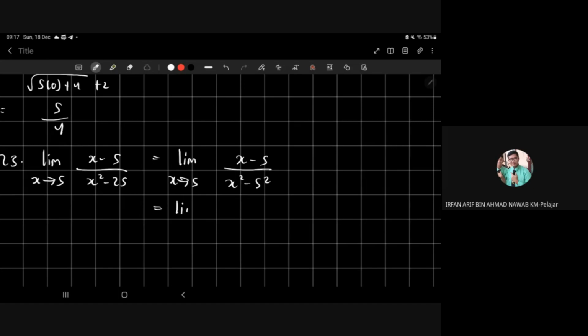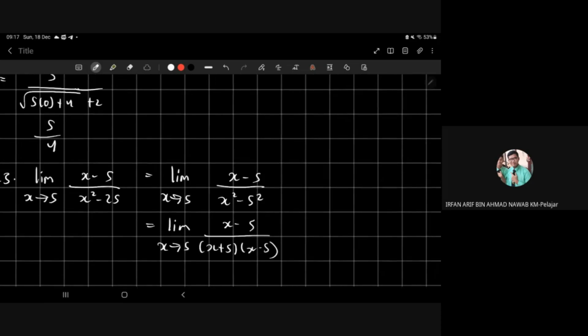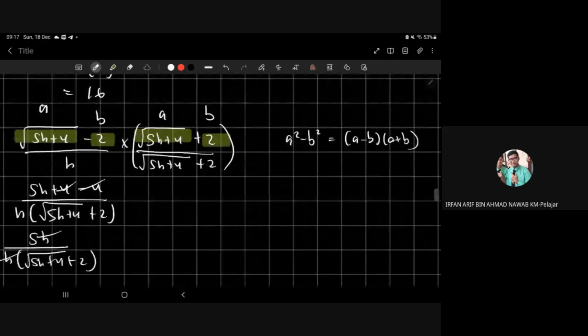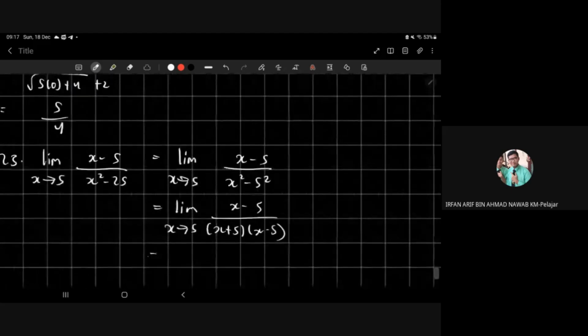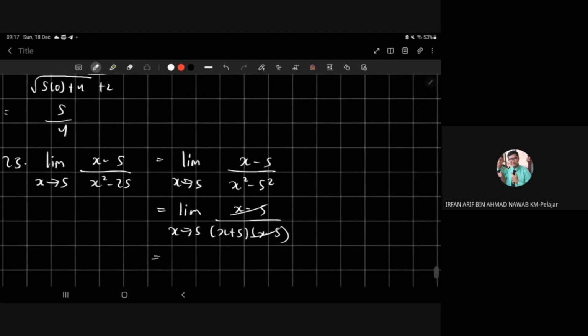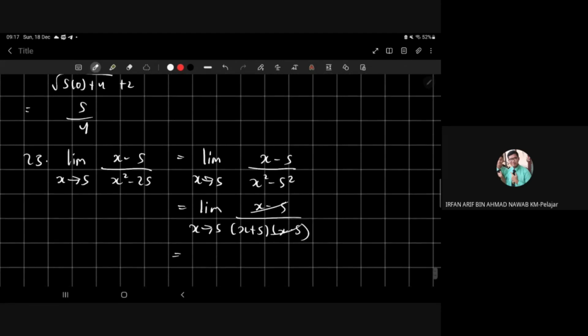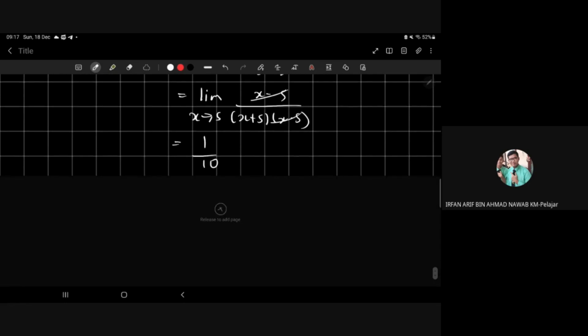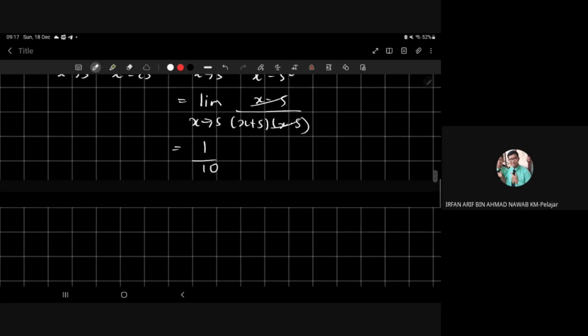So we could factorize x squared minus 5 squared to become x plus 5, x minus 5, based on the formula here, a squared minus b squared. Then we could simplify this and directly substitute to get 1 over 10. So this part is not too difficult, okay? Hopefully you guys could handle it. If not, then you could ask.